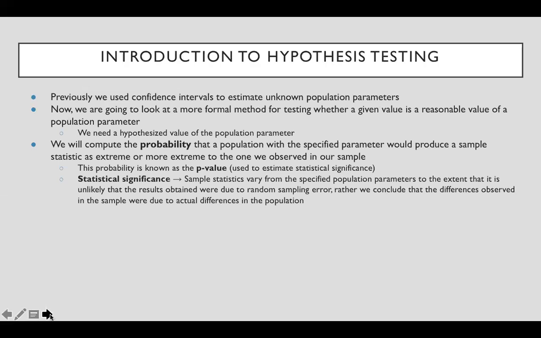So we're going to be testing this as the p-value. The p-value is used to estimate statistical significance, and statistical significance is really just determining whether the differences we observed in the sample were actually due to the actual differences in the population, or if they were just a fluke.